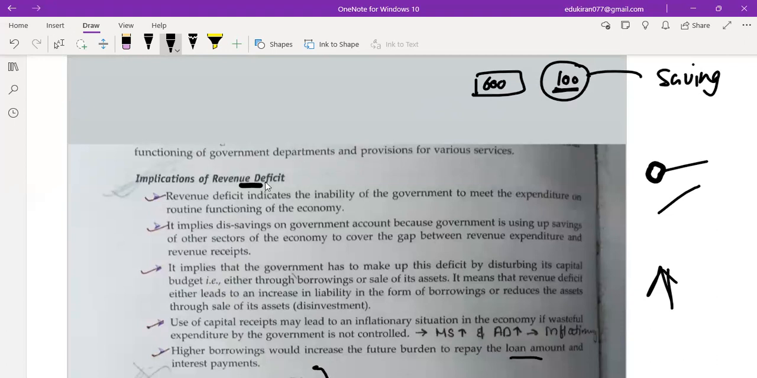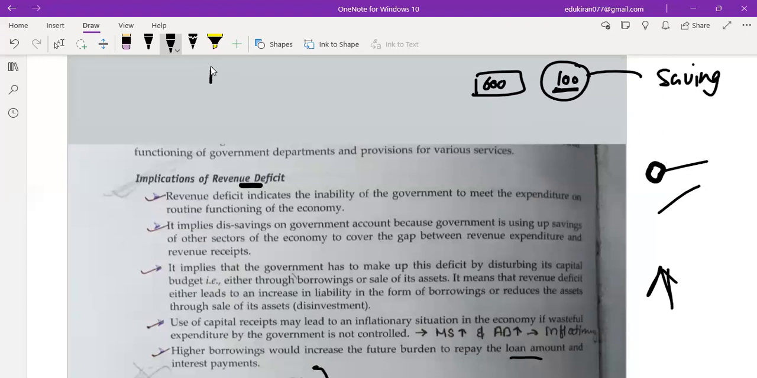So for example, whenever there is a problem of deficit, you will use the money from your savings. If everyone said they won't be able to give you the money, then at that time you will use your savings. Over here also, it implies dissaving on the government account, because the government is using up savings of other sectors of the economy to cover the gap between the revenue expenditure and revenue received.